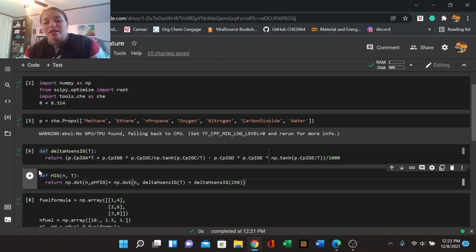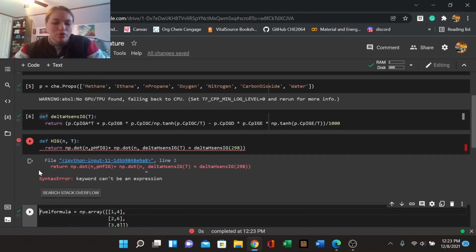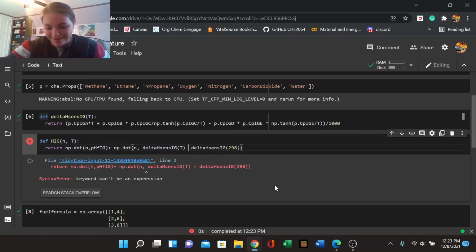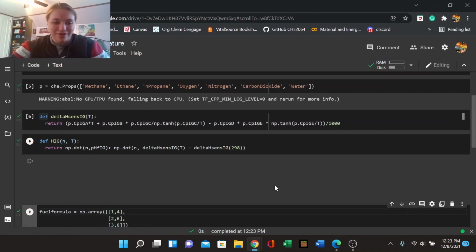of heat in the... what's my issue? Keyword can't be an expression. Oh, because I meant subtract. Shift enter. Is that good now?